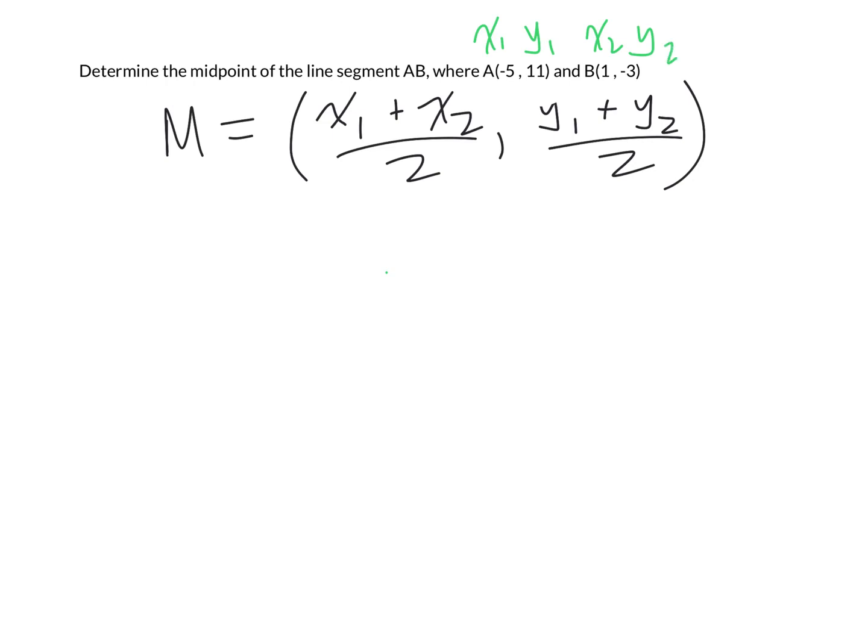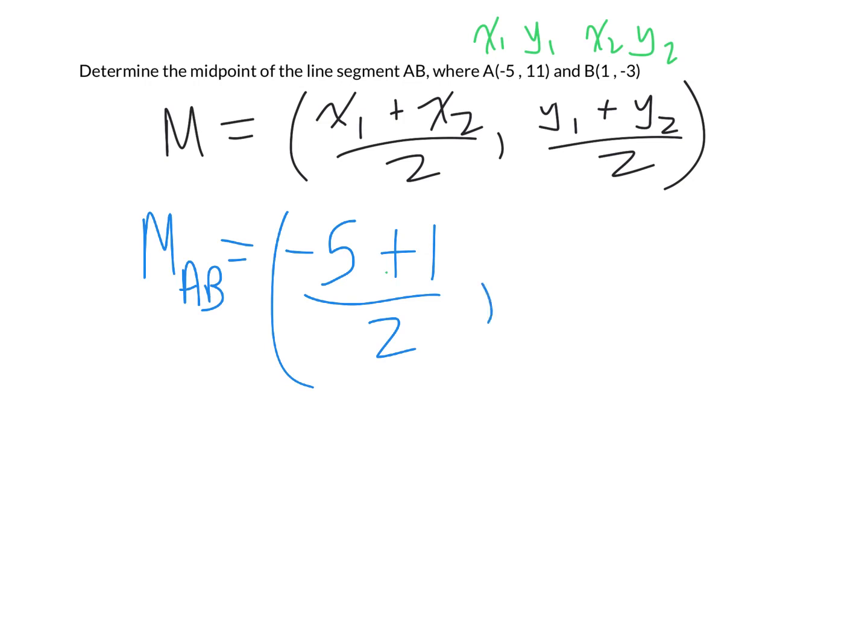So I'm now going to find the midpoint of AB, and it's common to use the subscript AB to denote what you're doing. x1 is -5 and x2 is 1. And because you're finding the average, you divide by 2, because there's only 2 points. And y1 would be 11 plus -3, divided by 2.